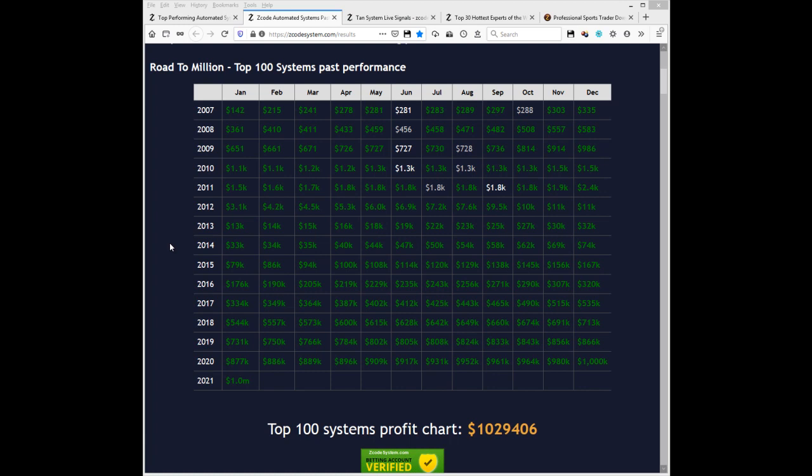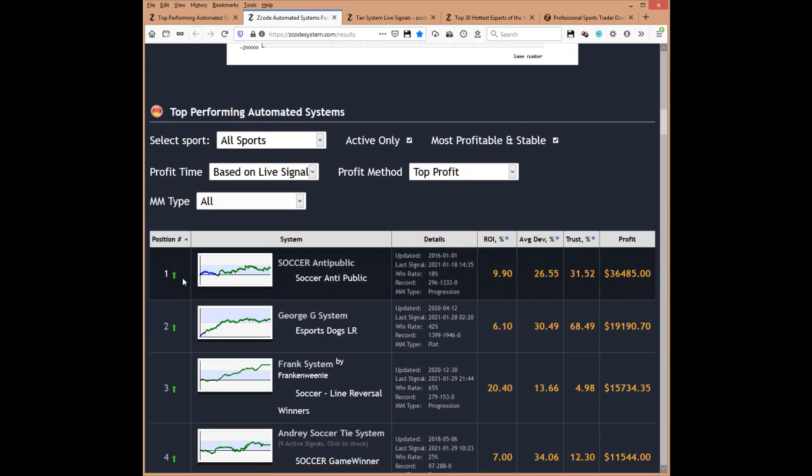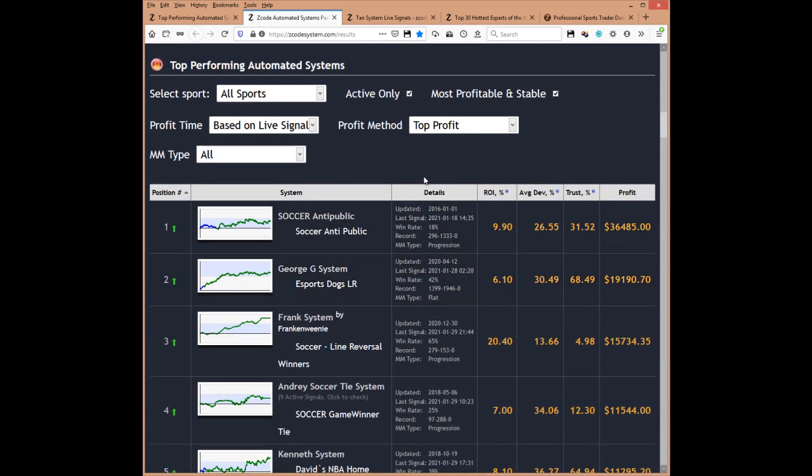Now, to make things even more convenient, right below this table, you will find the complete list of all the top automated systems included on the very same results page. This is the same list you will find on our dedicated top systems page as well, although this one is limited to the top 100 only, while you can find a much more exhaustive list inside the members area.